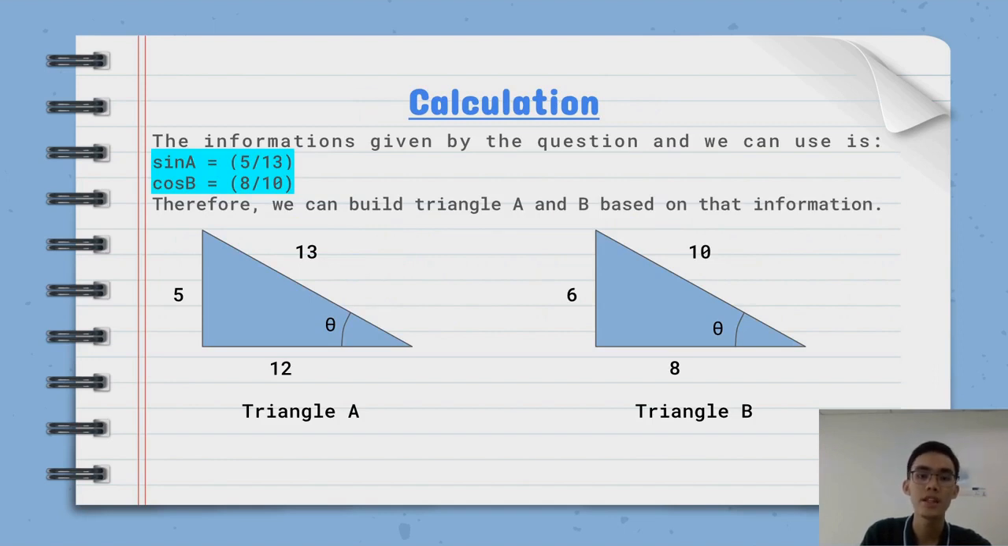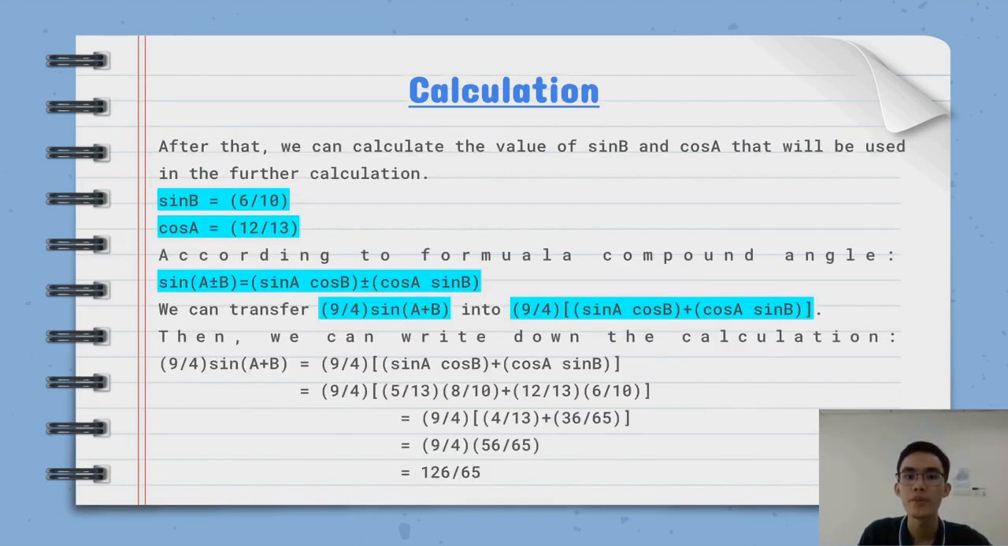The information given by the question is sin A equal to 5 per 13 and cos B 8 per 10. I have already highlighted them. Therefore, we can build triangles A and B based on the information. From the triangle diagram in the previous slide, we can calculate the values of sin B and cos A. Sin B will be 6 per 10 and cos A will be 12 per 13. By using the theory we learned just now, according to the compound angle formula, sin A plus B is equal to sin A cos B plus cos A multiplied by sin B.